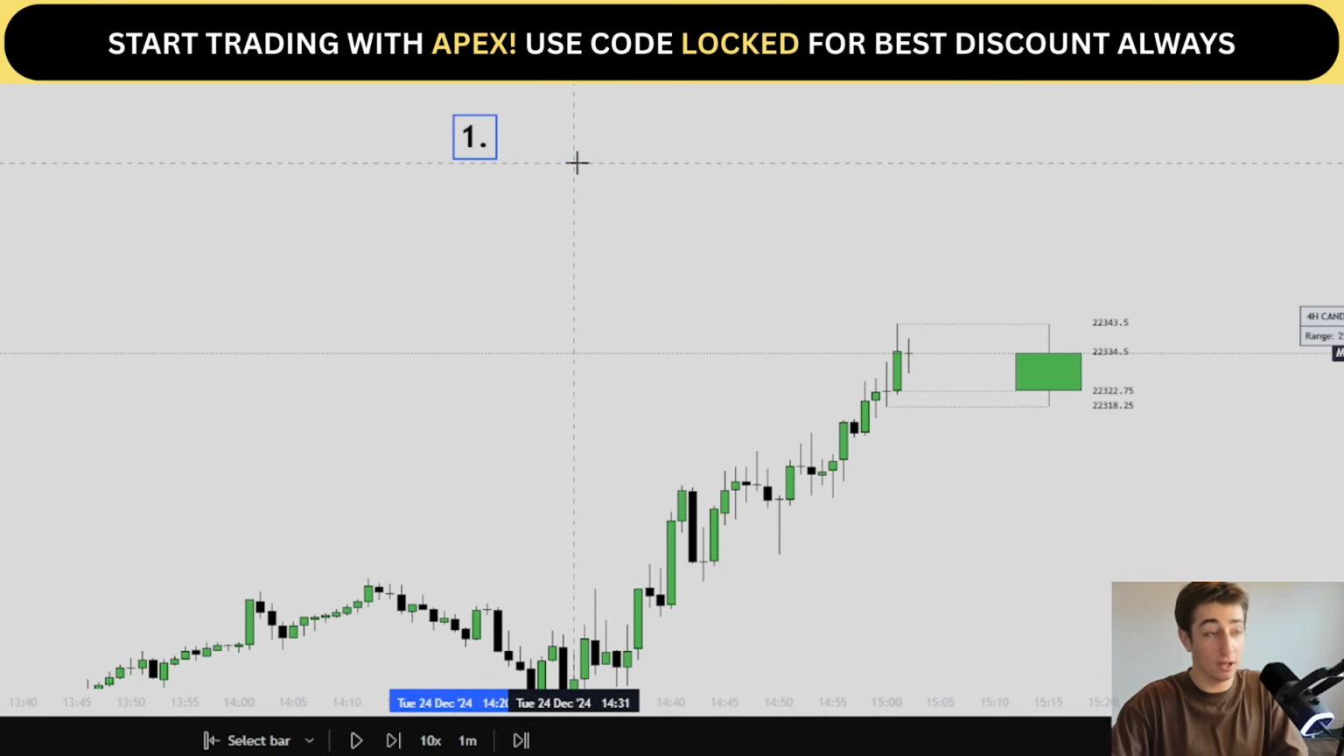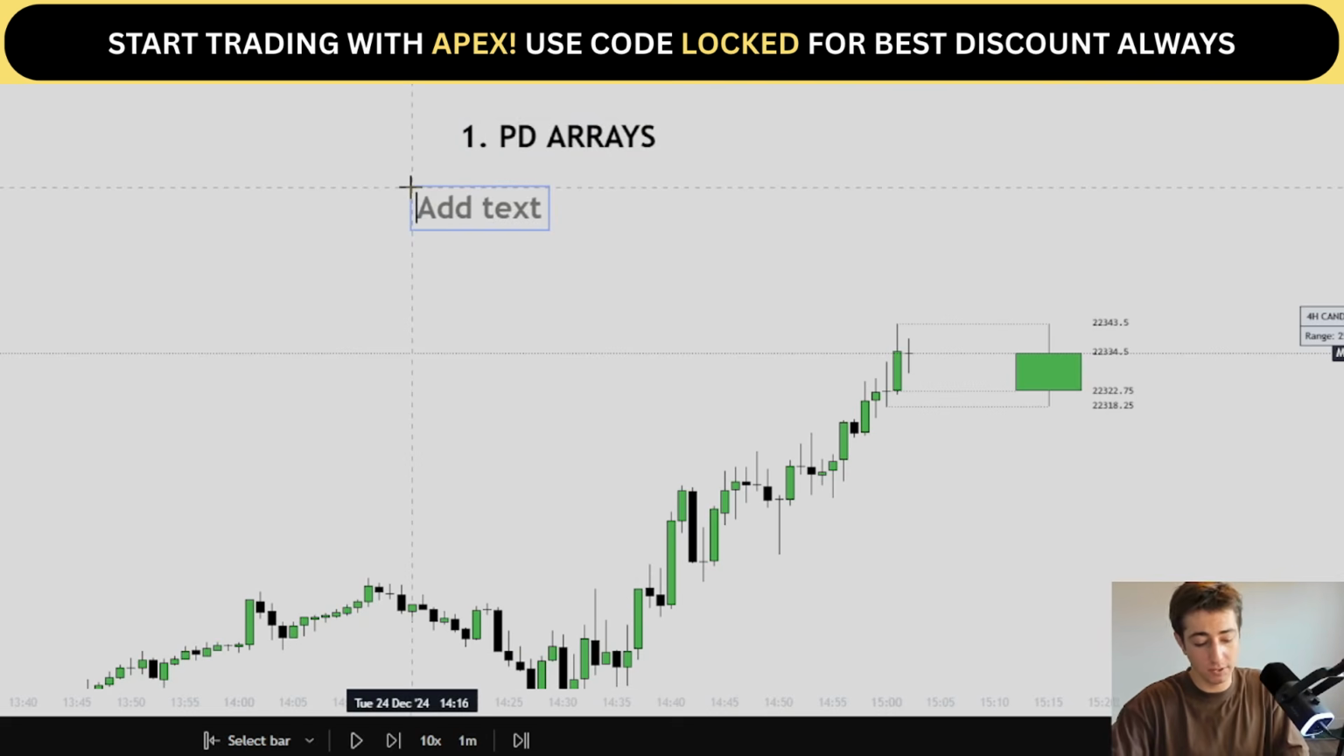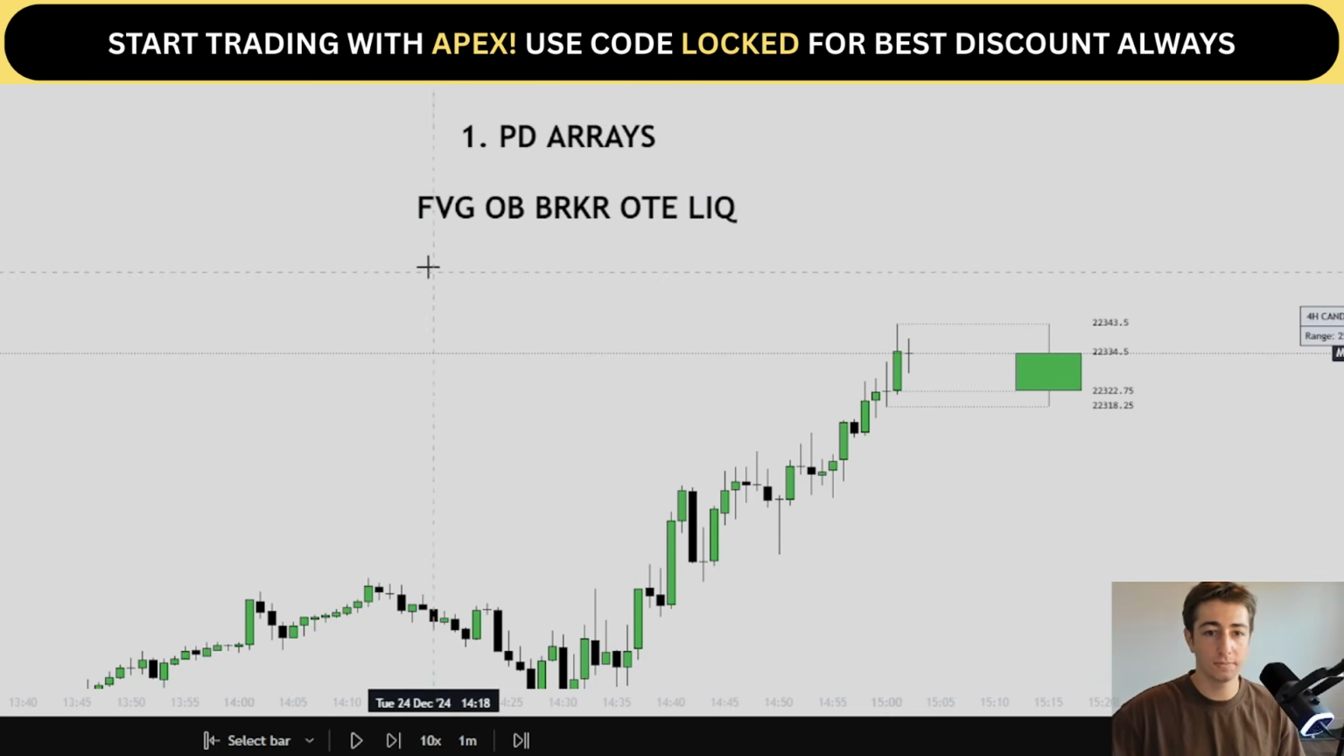So first off, everyone who's an ICT trader, regardless of if you trade my model or a different model, we look at a lot of different things. Now, the main thing with ICT is typically PD arrays, right? This is what we're paying attention to most of the time. So we're going to have our fair value gaps, our order blocks, our breakers, literally everything under the sun, our fib retracements, OTE, liquidity, all of these things, okay?